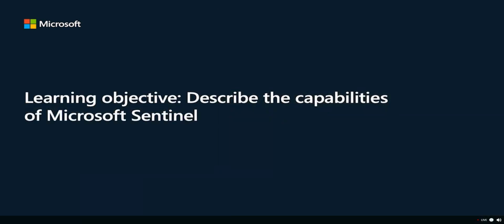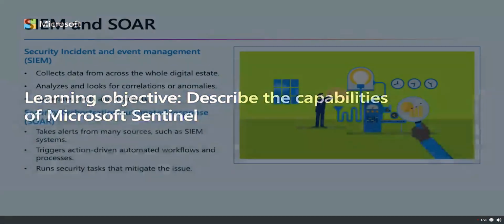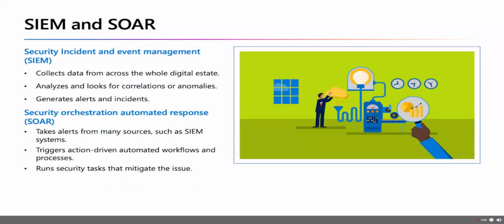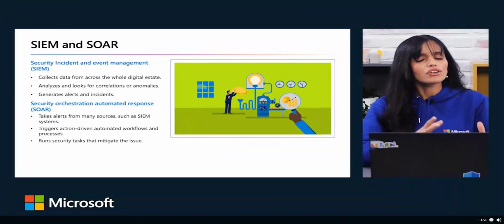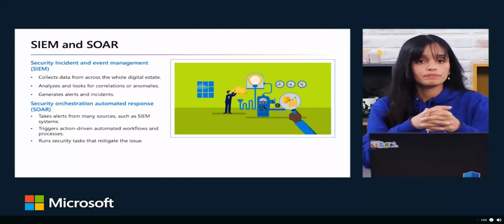Let's start with the first lesson. In this lesson, we will discover the concept of SIEM and SOAR. And then we will talk about Microsoft Sentinel. And finally, we'll discover a new AI security solution, which is Microsoft Security Copilot. Now, before we start talking about Sentinel, let's have an understanding of the concept of SIEM and SOAR.